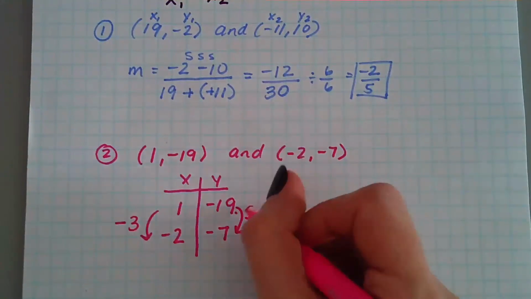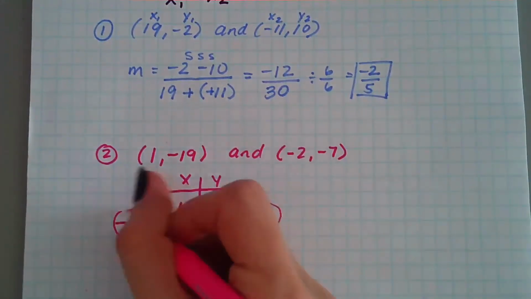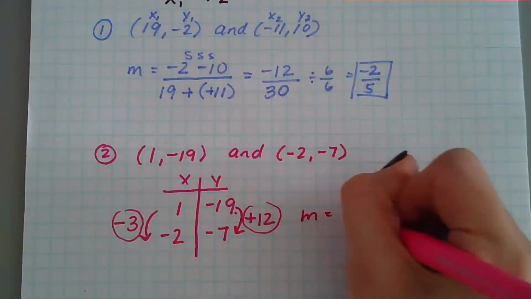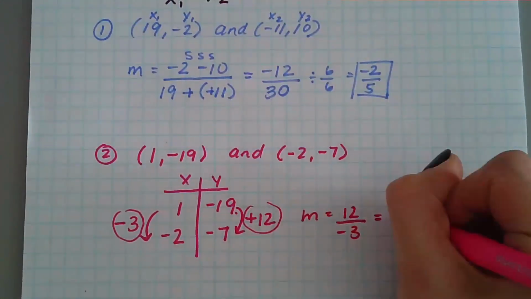Now this is my change in y. This is my change in x. So my slope will be 12 over -3, or just -4.